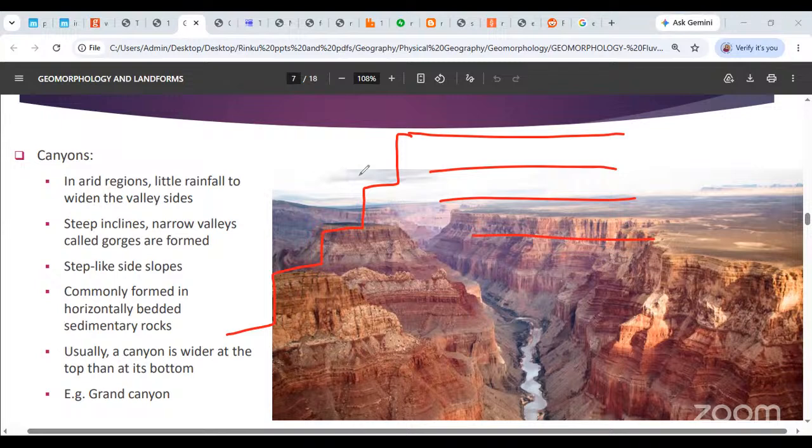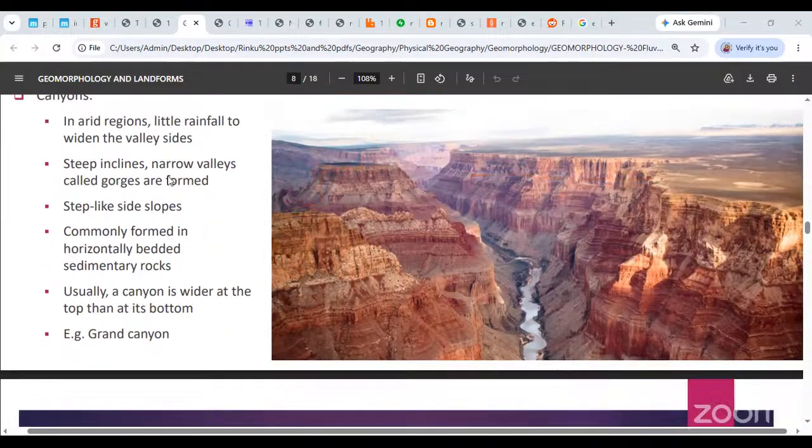It is narrower at the bottom, wider at the top. Okay, ठीक है. And remember these are arid, semi-arid places के features.